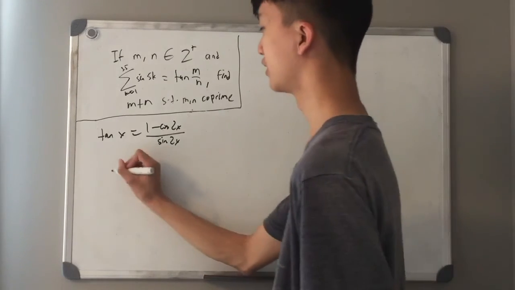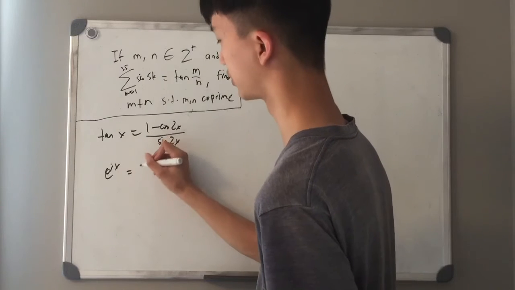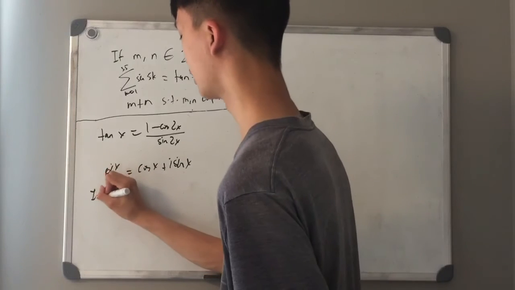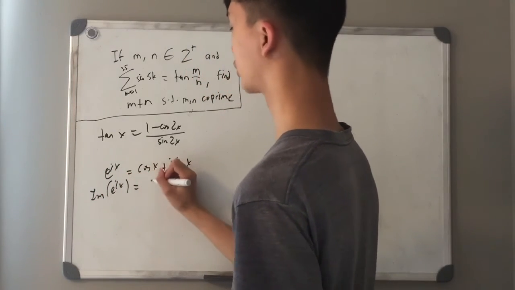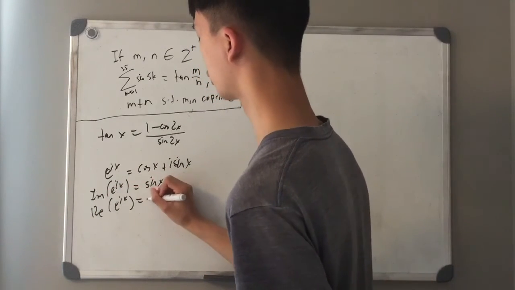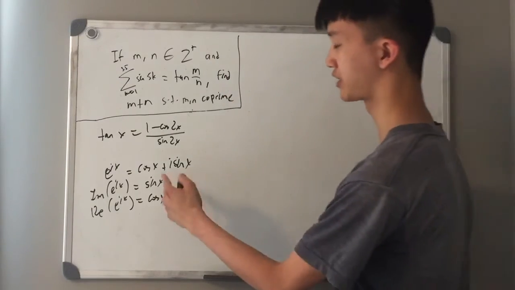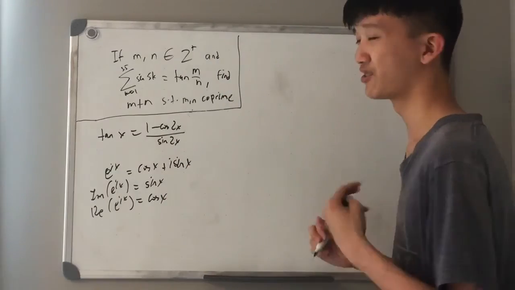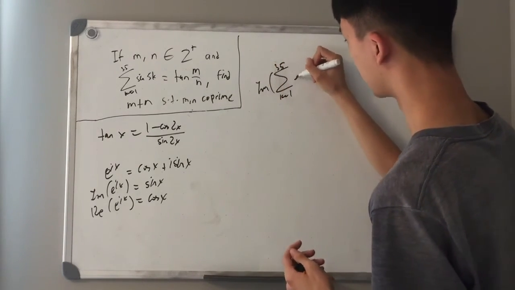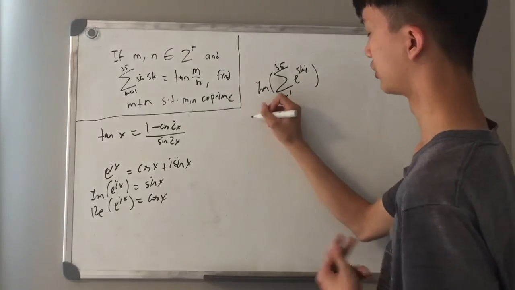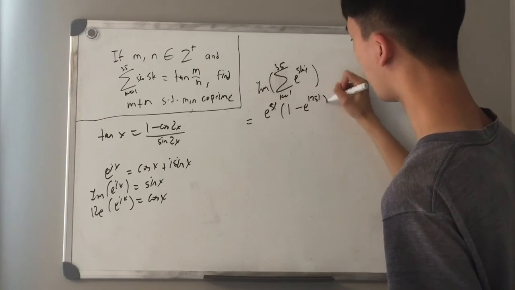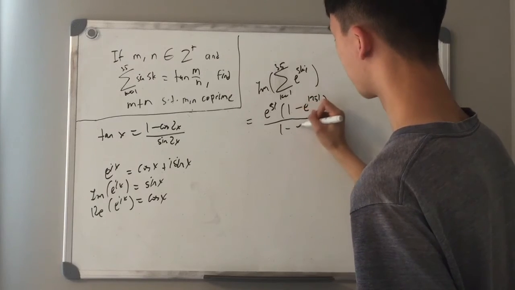So we know that e to the power of ix is equal to the cosine of x plus i times the sine of x. And so the imaginary part of e to the power of ix is equal to the sine of x, and the real part of e to the power of ix is equal to the cosine of x. So notice that the sine of x is equal to the imaginary part of e to the power of ix. And so now we can rewrite our summation as the sum of the imaginary parts of e to the power of 5ki. So this is all equal to e to the power of 5i times 1 minus e to the power of 175i all over 1 minus e to the power of 5i.